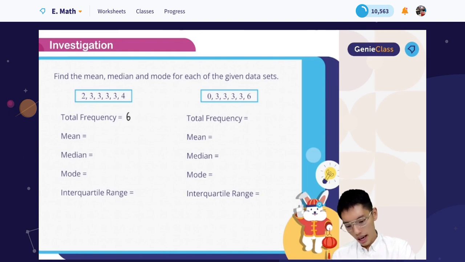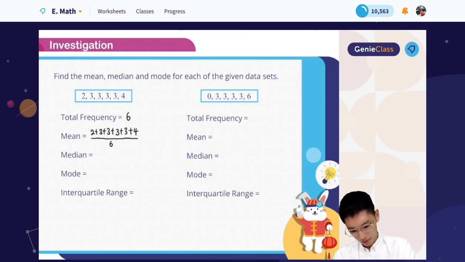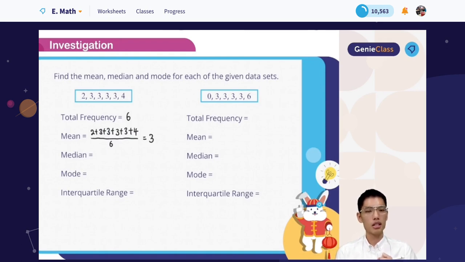Mean over here, as we recap, just add them all up. 2 plus 3 plus 3 plus 3 plus 3 plus 4 over, in this case, 6 data values, which is 3. Now median is the middle data. Can anybody tell me what the median is over here? What is my median?